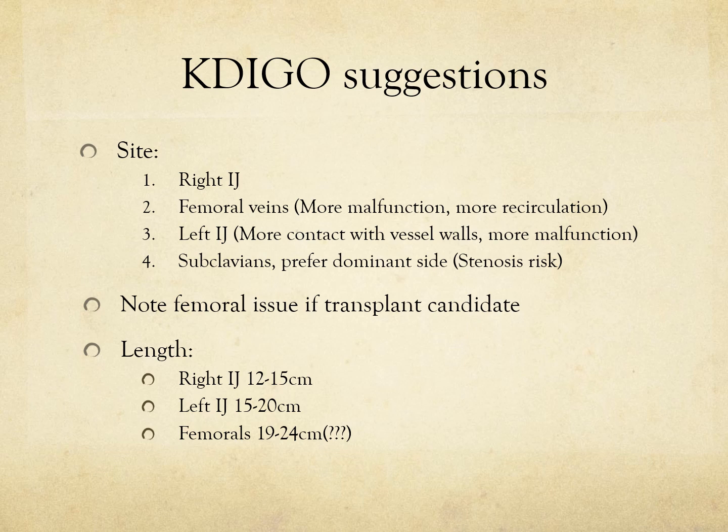And then lastly, the subclavian would be the final choice, and the reason for that is there is a risk of causing venous stenosis from these large catheters, and that seems to be highest in the subclavian vein. So if you cause stenosis of the subclavian vein, the patient is not going to be able to have an AV fistula on that side if they should need it in the future.